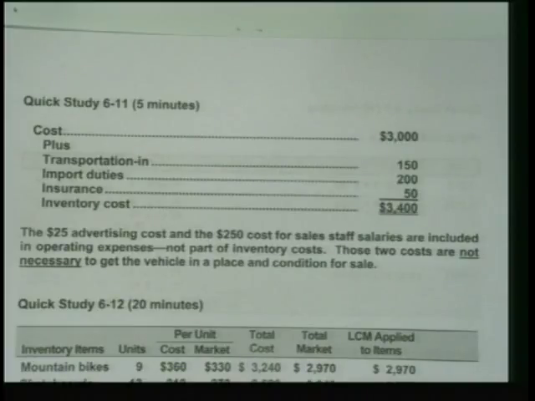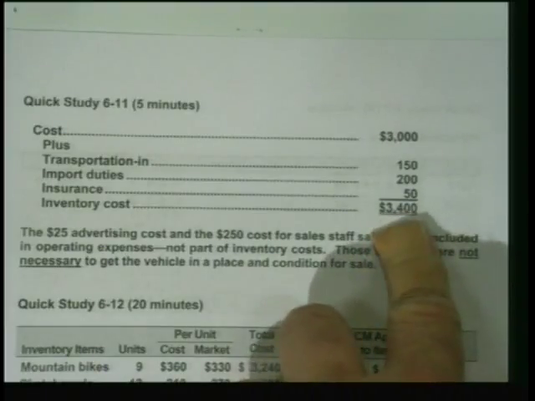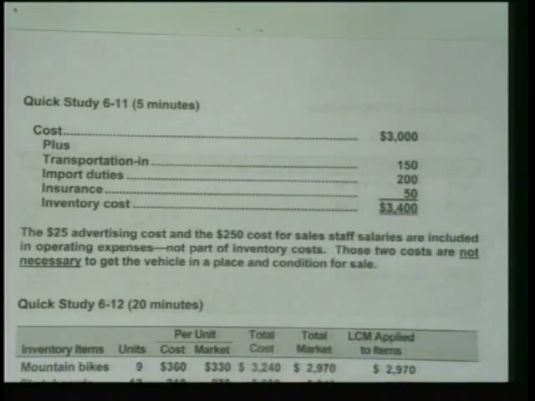Does that make sense? The sales staff salaries and the advertising, that's something else. Those weren't necessary reasonable costs to get that inventory. Those might be other things that we do, but they're not part of inventory. So the inventory will be in our books at $3,400. Make sense? All right, any questions on Quick Study 611?